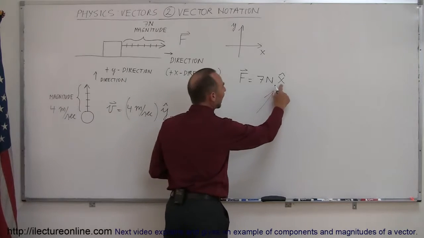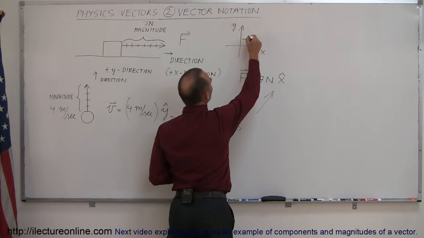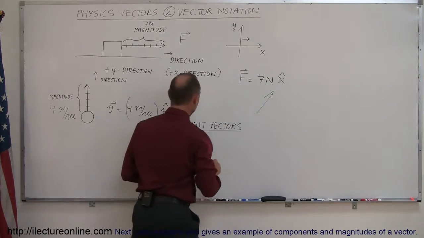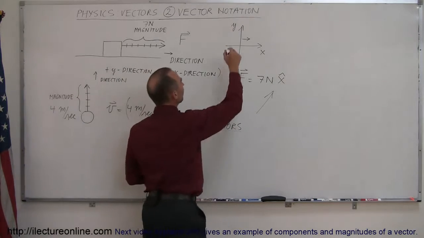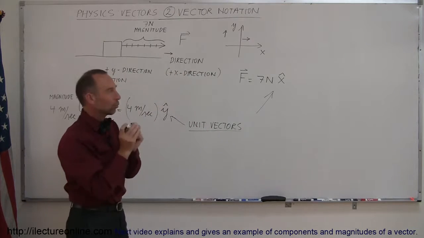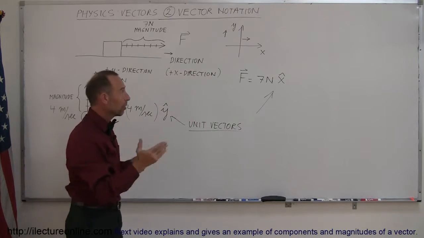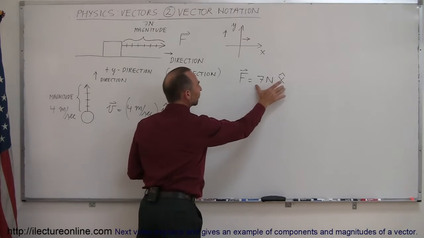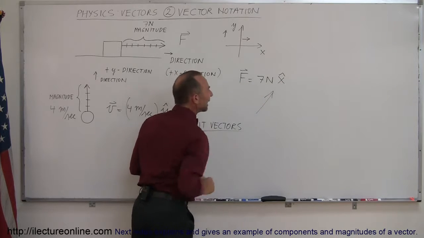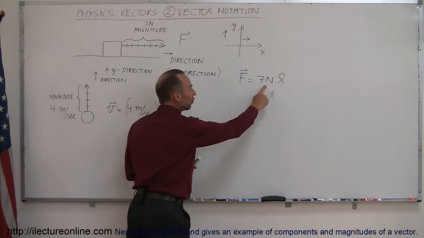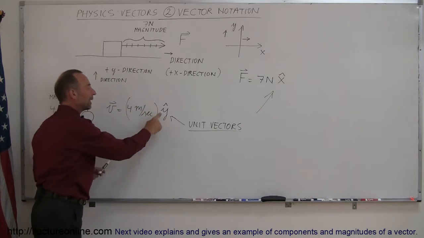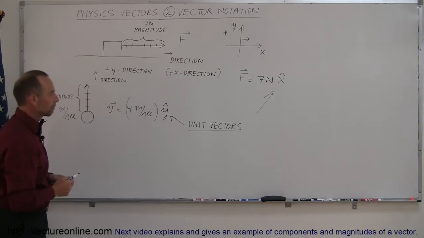So x hat simply means a vector that points in the direction of the x-axis and is only 1 unit long. And the y with a little hat on top is simply a vector in the y direction that is 1 unit long. So if I multiply a vector that is 1 unit long in a particular direction times the magnitude, I now have a mathematical representation of what that is. So the force is 7 newtons pointing in the x direction. The velocity is 4 meters per second pointing in the y direction, or moving in the y direction.